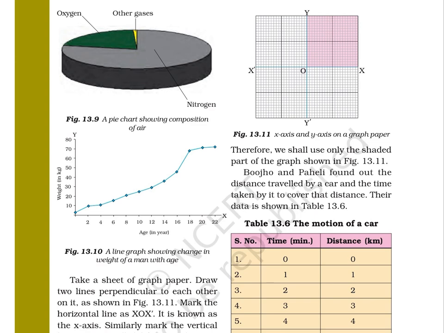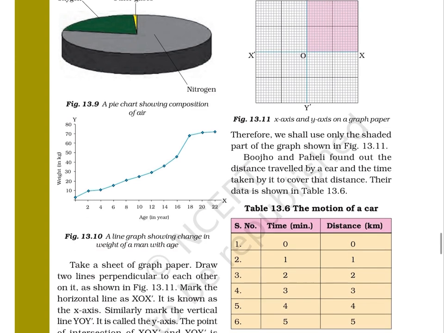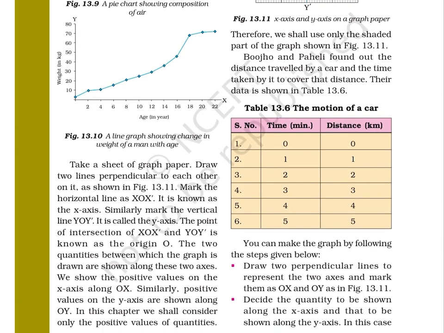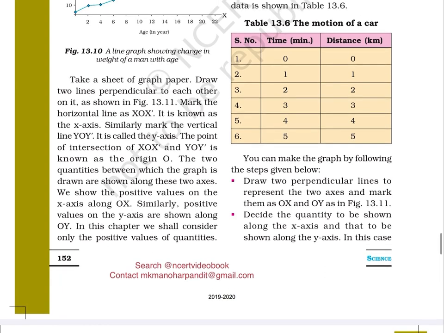Bojo and Paheli found out the distance traveled by a car and the time taken by it to cover that distance. Their data can be observed in Table 13.6. Table 13.6, the motion of a car. In this table, there are 3 columns and 6 rows. In the first column, we have serial number. In the second column, we have time in minutes. In the third column, we have distance in kilometers.